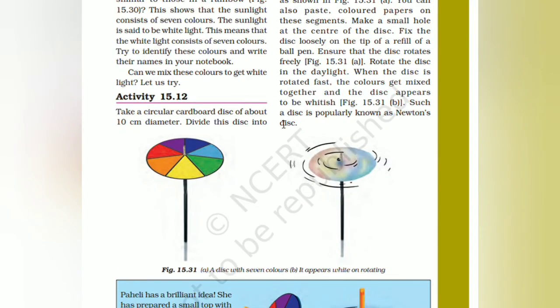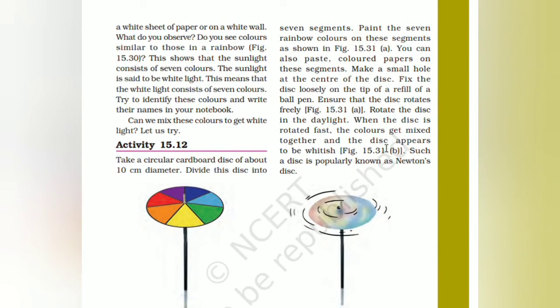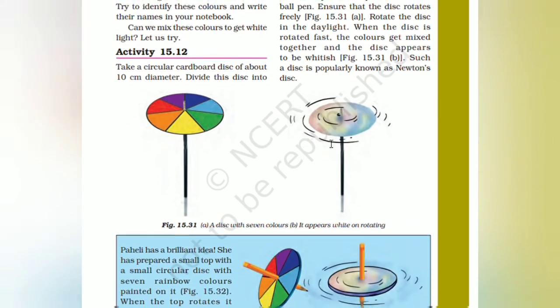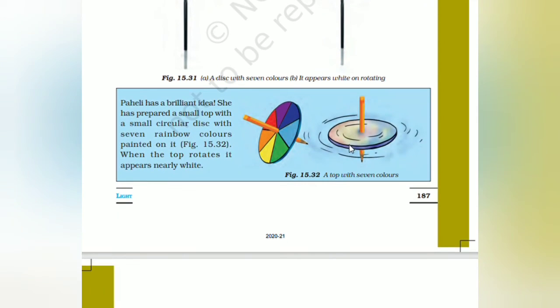Take a circular cardboard disc of about 10 cm and divide the disc into 7 segments and paint the segments. Also paste colored papers on the segments. Make a small hole at the center of the disc and fix the disc loosely at the tip of the refill of a ball pen. Rotate the disc in the daytime. When the disc is rotated fast, the colors get mixed and it appears to be white. Such a disc is called Newton's disc.